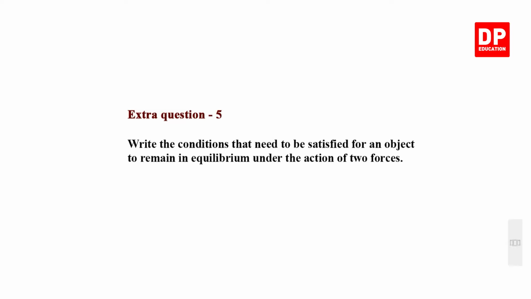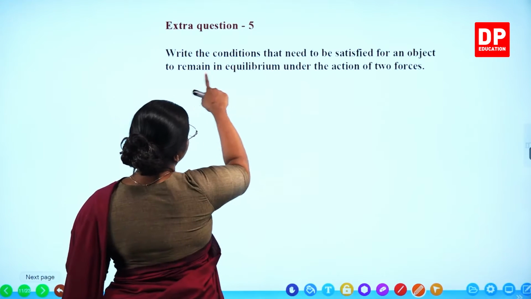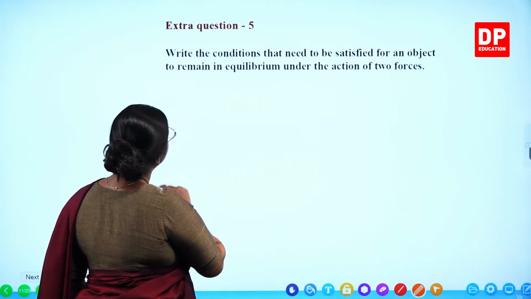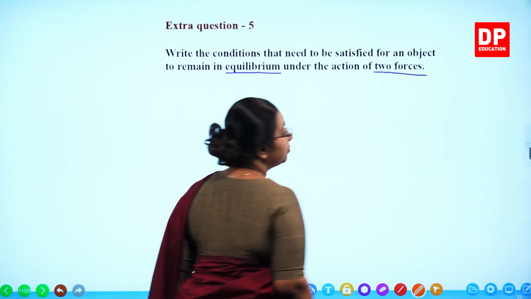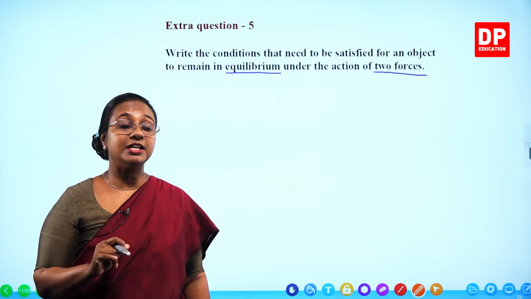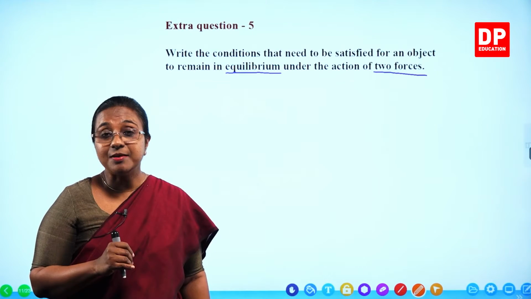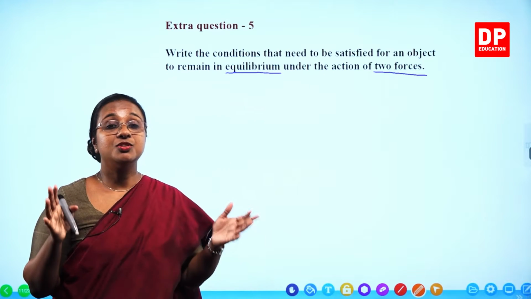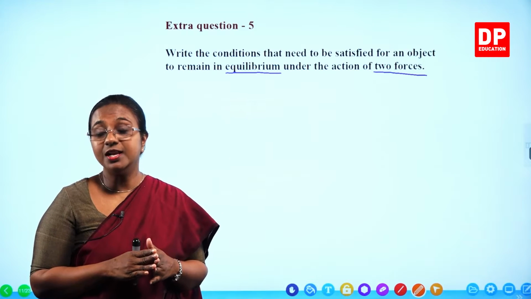Extra question 5. Write the conditions that need to be satisfied for an object to remain in equilibrium under the action of 2 forces. So, here you need to write the conditions that need to be satisfied for an object to remain in equilibrium under the action of 2 forces. What should that be? The forces should be equal in magnitude, they should act in the opposite direction, and they should have the same line of action. In other words, those are 2 collinear forces acting in the opposite direction with equal magnitude.